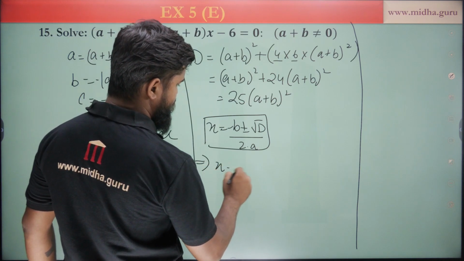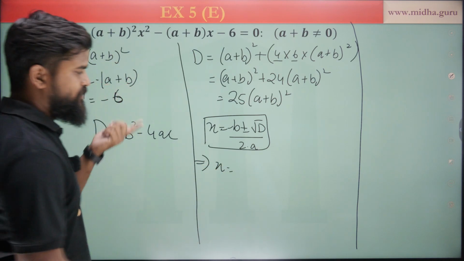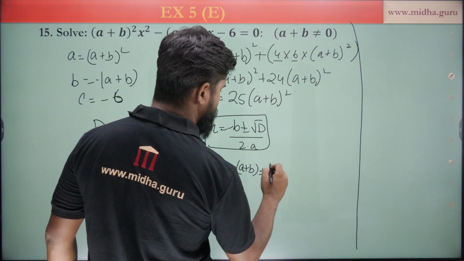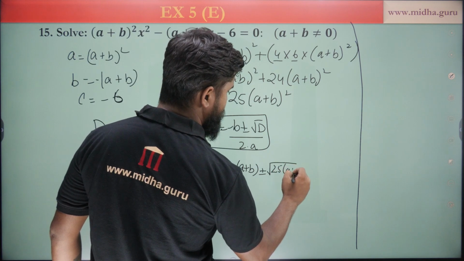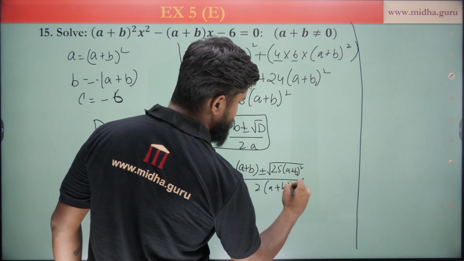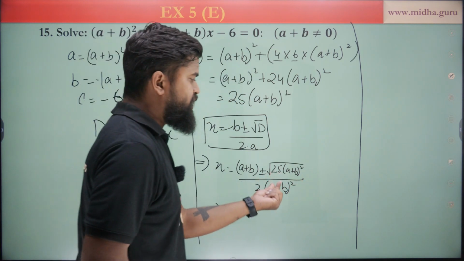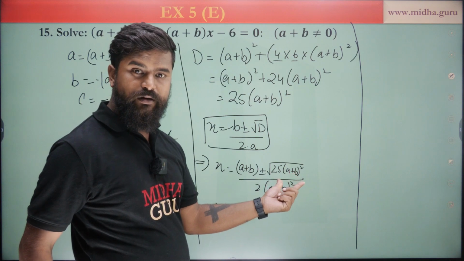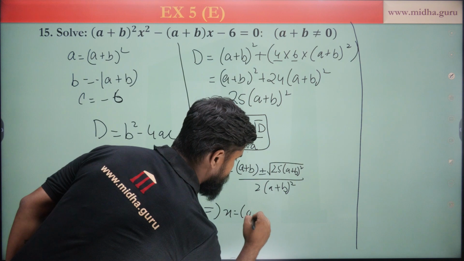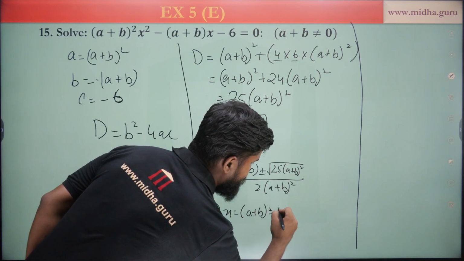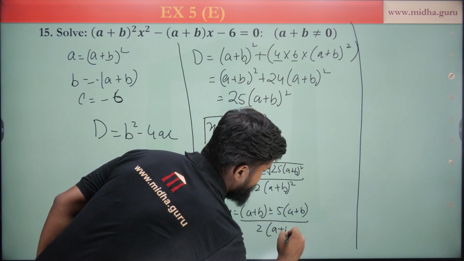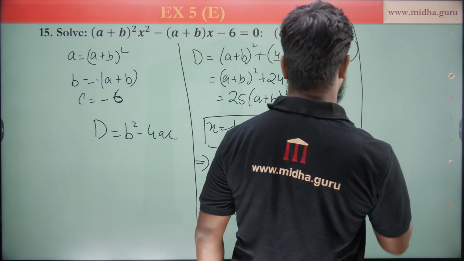So x is equal to, since b is minus of (a plus b), we will just write a plus b plus or minus the square root of 25 (a plus b) whole squared, and twice of a, which is (a plus b) whole squared. Now since 25 and (a plus b) whole square both are perfect squares, we can directly take out the square root, as this will be just a plus b plus or minus 5 times of (a plus b) divided by twice of (a plus b) whole square. Now we solve both these roots separately.